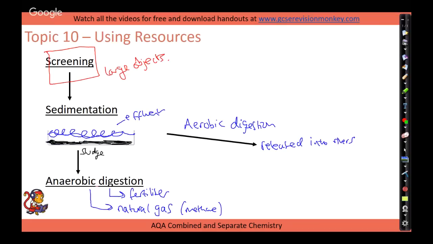So when we get our dirty water, we take away the large objects through screening, we put it in big tanks, and allow the sludge to fall to the bottom. It's called sedimentation. And then for the sludge, we do anaerobic respiration, and for the effluent, we do aerobic respiration. So if you are doing combined science foundation, that is where we finish with the chemistry revision video.